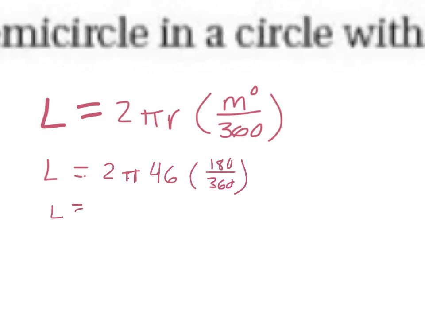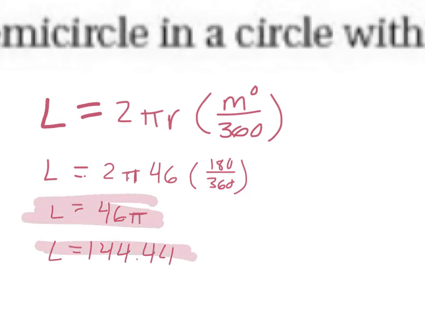So if we put all this into our calculator, our length in terms of pi is going to be 46 pi. And then if we multiply 46 times 3.14, we get 144.44. And both of these would be in meters.